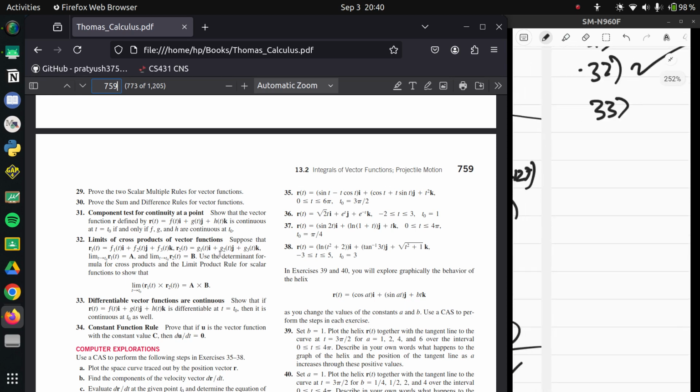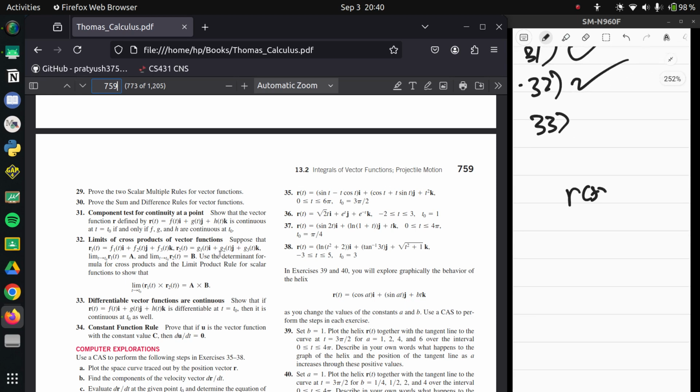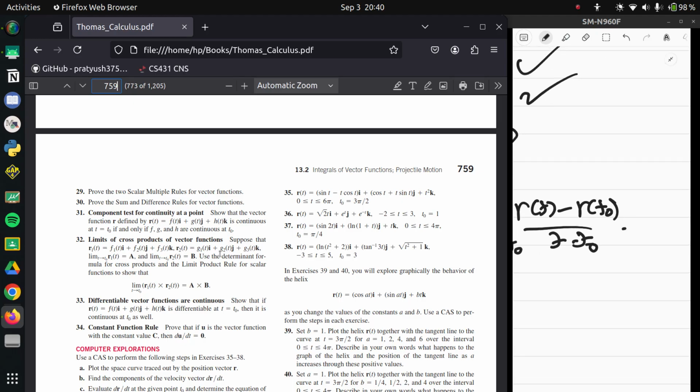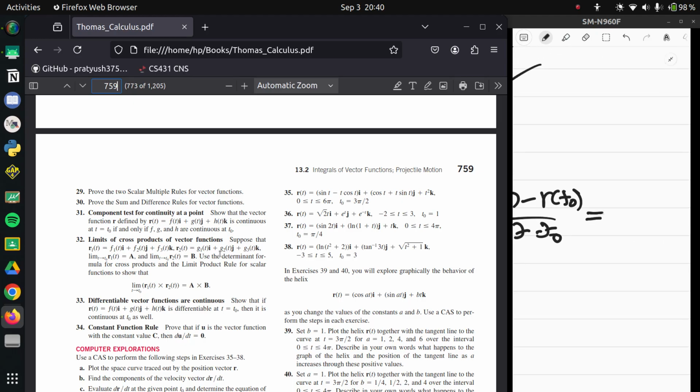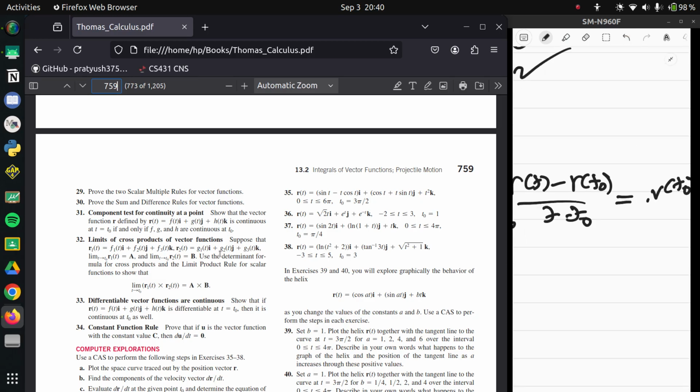So all you're saying is r of t minus r of t naught upon t minus t naught, as t approaches t naught, this thing is some value. Like this is actually converging to something, right? Call it your r dash of t or the velocity at t naught, right? Yes. So once again using epsilon delta definitions, right?